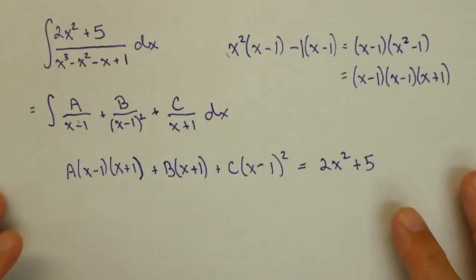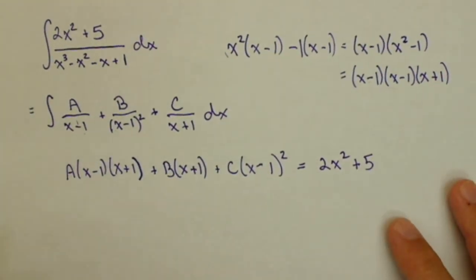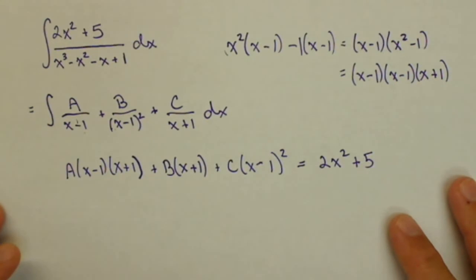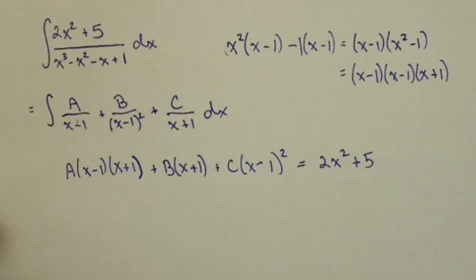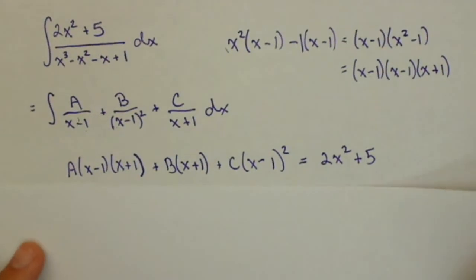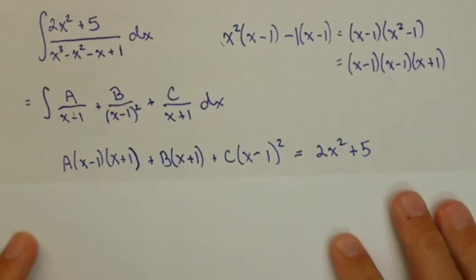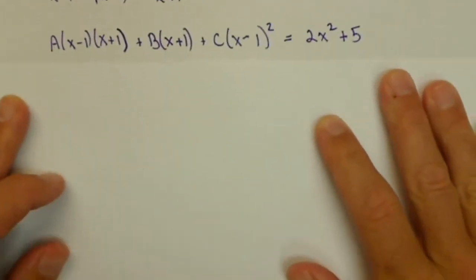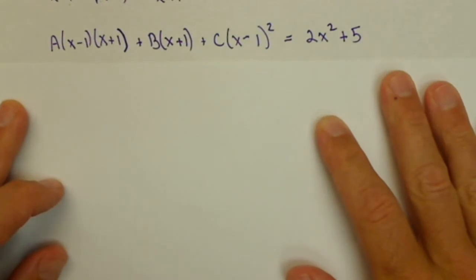Now in this video, I specifically want to show how we can set it up as a system of equations to solve for A, B, and C, and then go back to our integral. So I'm going to use some scratch paper here because I want to just find the A, B, and C separately and then come back to our integral. So let's just focus on solving this for A, B, and C.